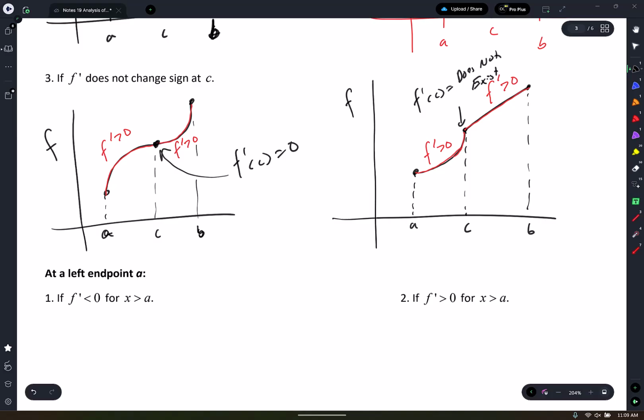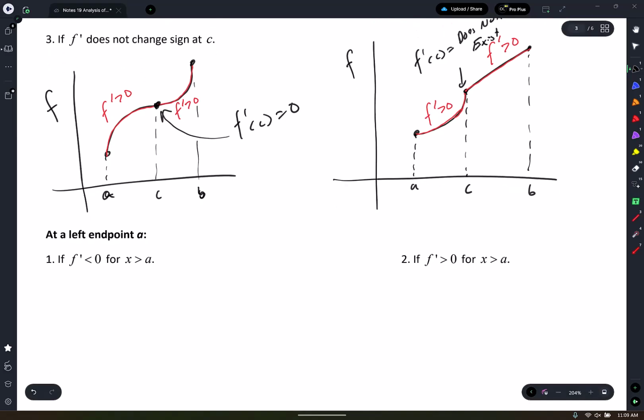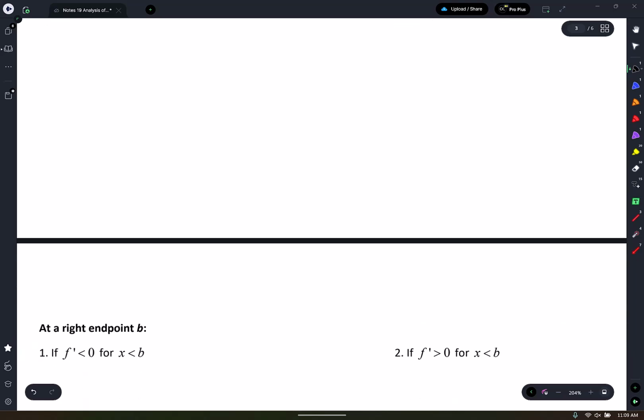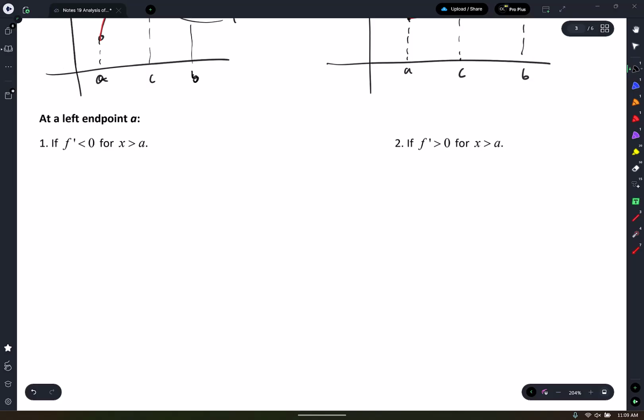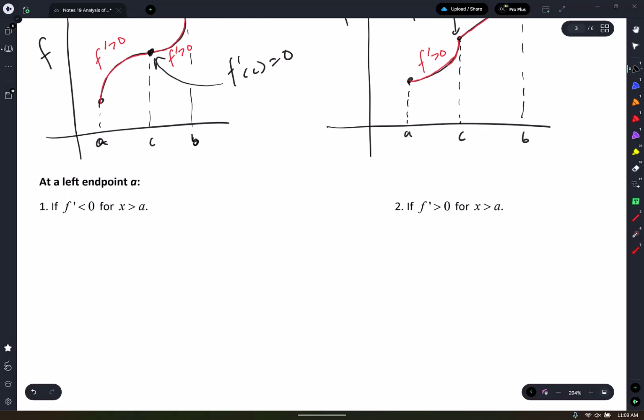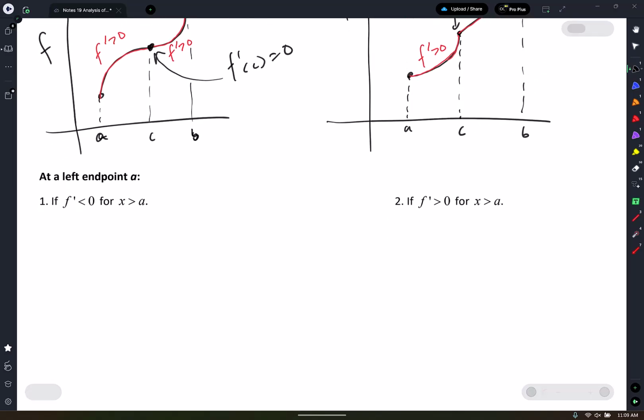All right, these are special cases at a left endpoint and at a right endpoint. I'm going to let you guys decide if you want to talk about them or not. Should we talk about them? Okay. Draw this real quick. Don't worry. You're fine.